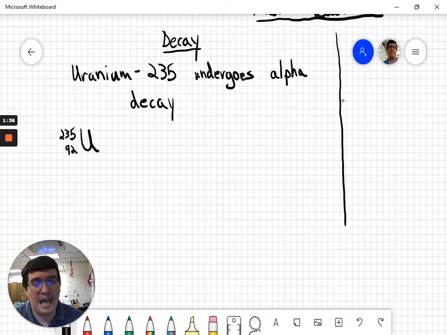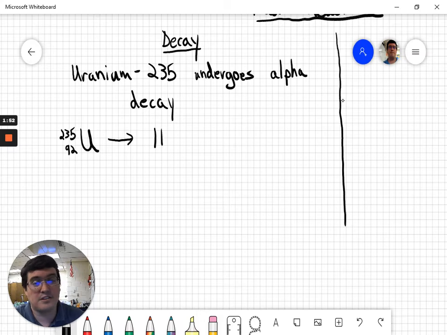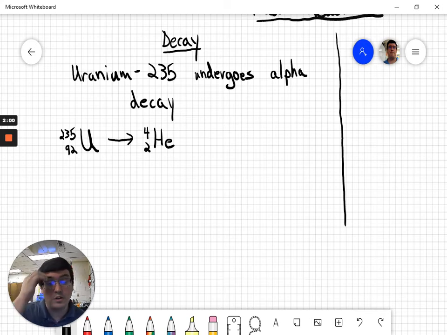So alpha decay means that it's going to spit out an alpha particle. It's going to eject an alpha particle from itself. When I do this, I like to write the particle it makes first, and the particle it makes is alpha. We go back to that chart, and we realize an alpha particle is just a helium nucleus. So it's He-4, 2. It will then also make something else.